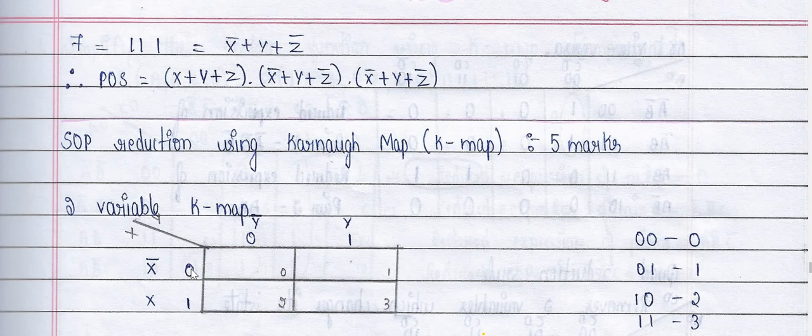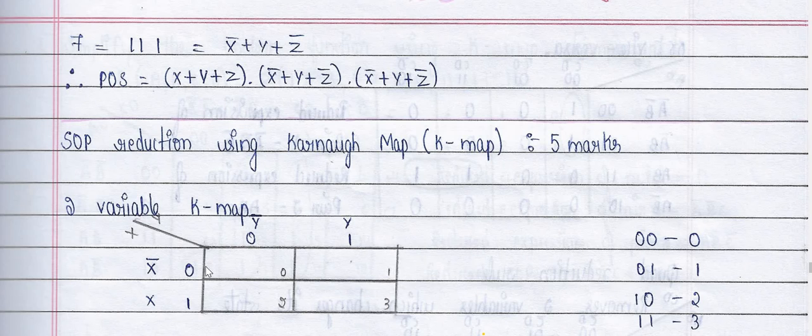Then in minterm, how to represent this? 0 is x bar, 1 is x. Here the top side variable is y. So here 0 is y bar, 1 is y. Then how to represent the column numbers? This first column is 0. How can we write this 0 in this column?